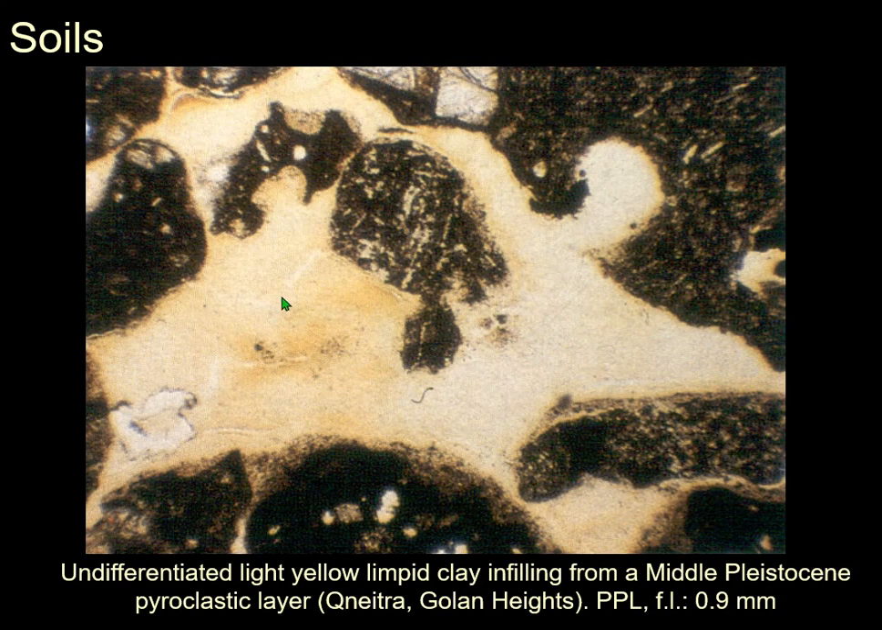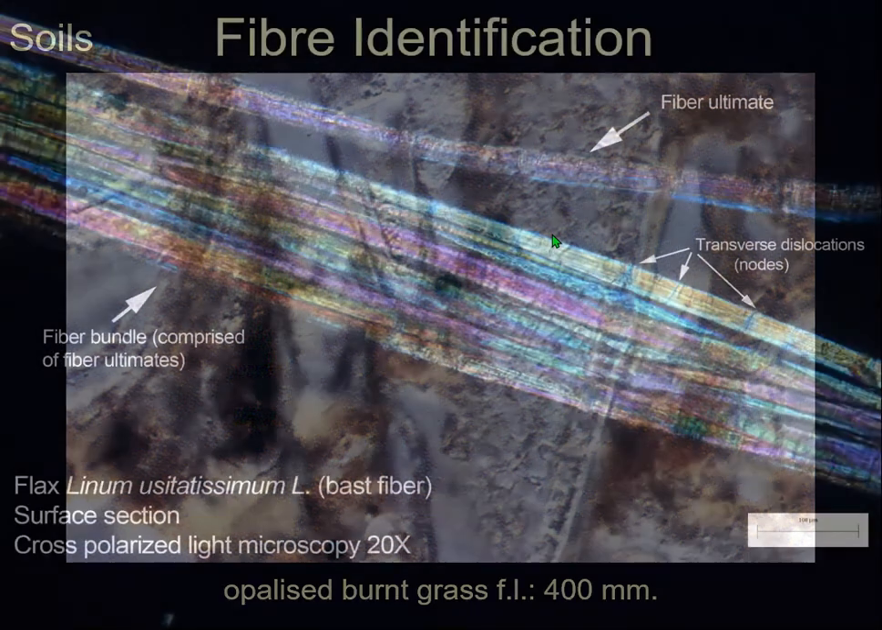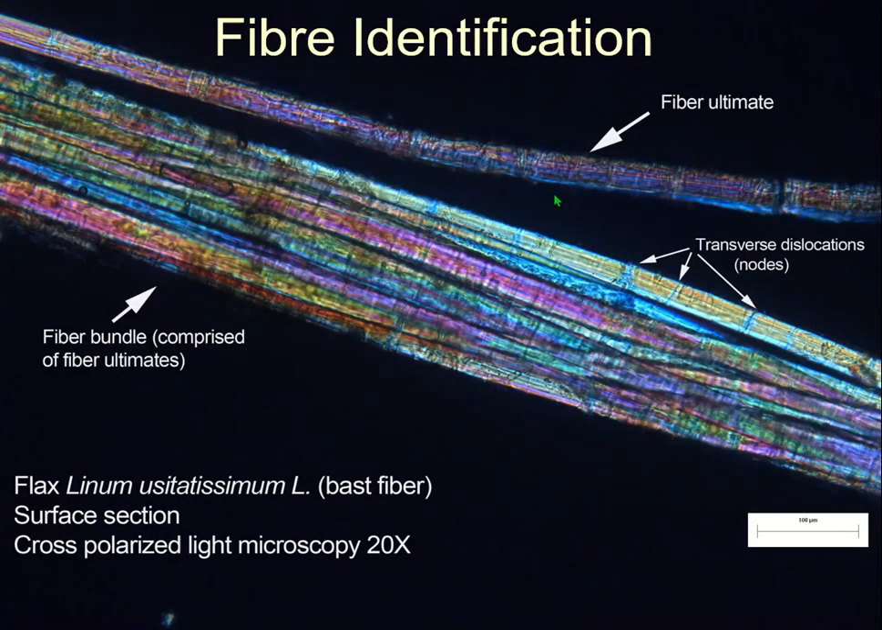Soil is very important. This is a light yellow limpid clay infilling from a Middle Pleistocene pyroclast layer. You know about pyroclasts, right? And this is opalized burnt grass. So phytoliths from a soil. So just a couple of soils there.